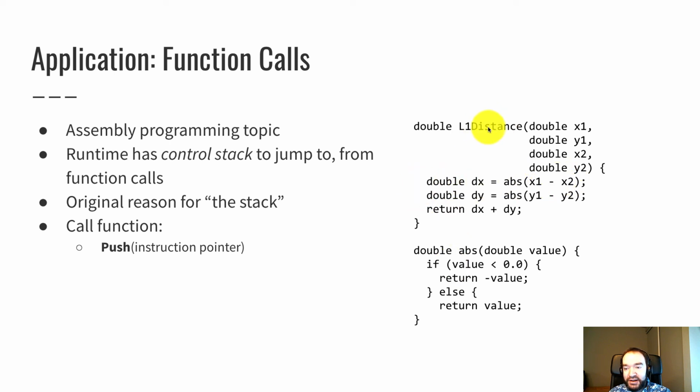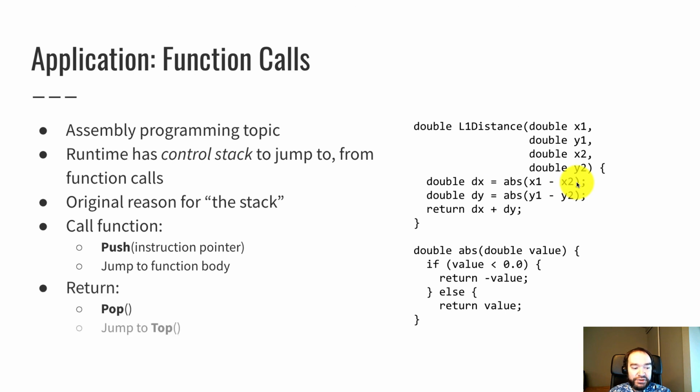So I've got a little function over here, L1 distance calls absolute value. So if you are in main and you call L1 distance, you push the line of code you're on in main onto the control stack, jump to L1 distance's body, run until we get to the next function call to abs, absolute value. So we'd push the current location, we're on this double dx line, push that onto the control stack, go run abs. When abs returns, we pop off the stack and jump back to where we were previously, which is finishing this double dx line. So the stack is used internally in the implementation of function calls. We don't have access to it directly as like a class, like a data structure, but the same LIFO push, pop, top operations are used there.